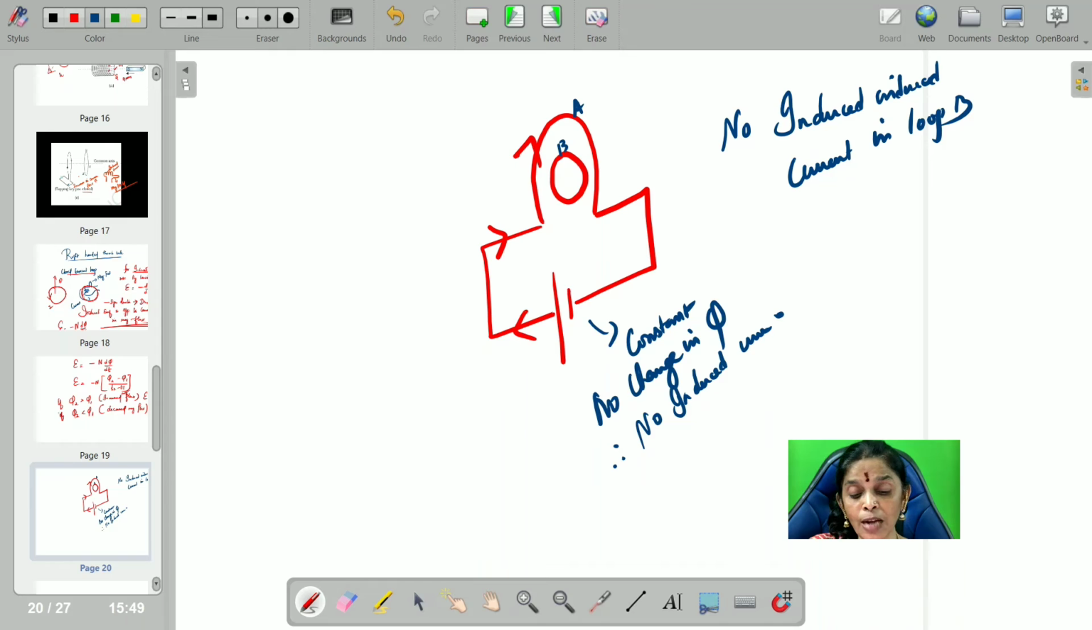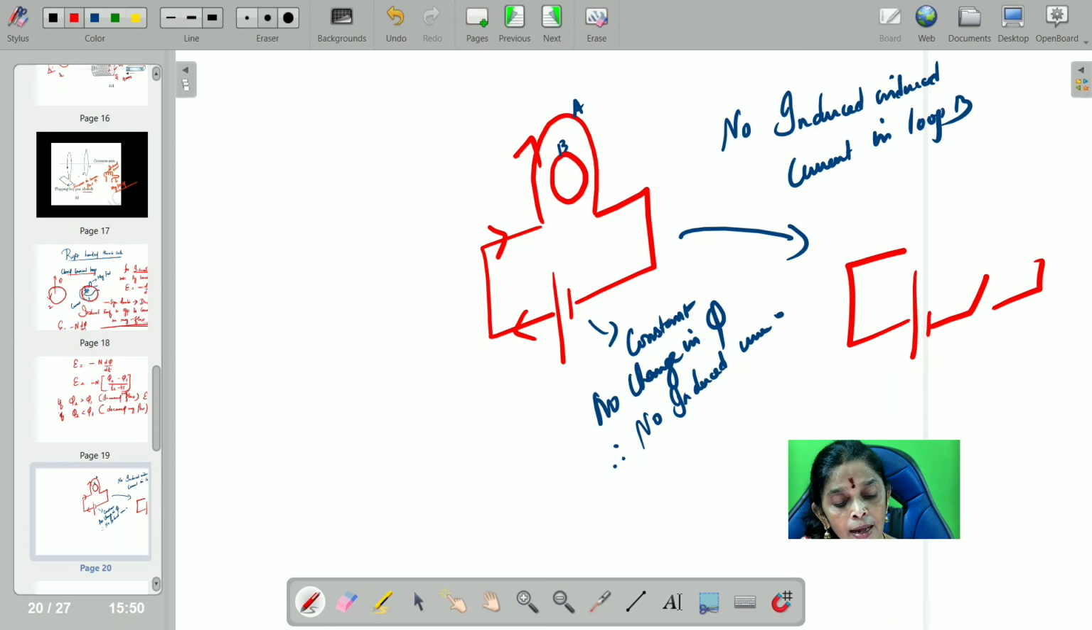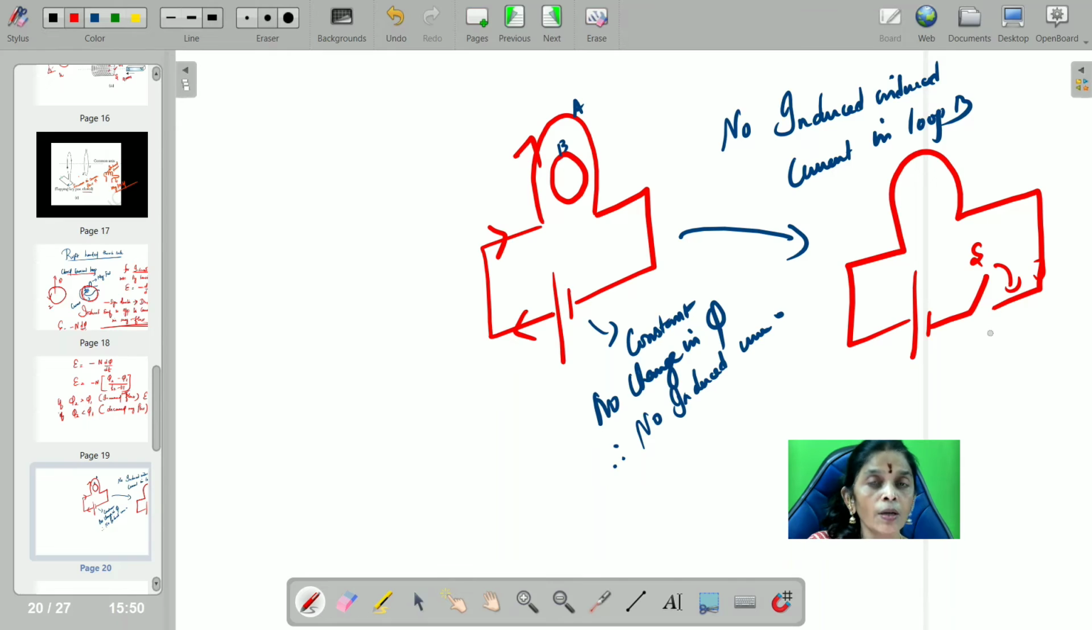Now, at the same time, I am modifying the circuit. Very simple way I am modifying the circuit. I am using the tap key, a switch, and then I am passing the current. Momentarily, I am going to tap it. When you tap it, there is a current flowing in this. When the current is flowing, there is a possibility for an induced current in this B coil.